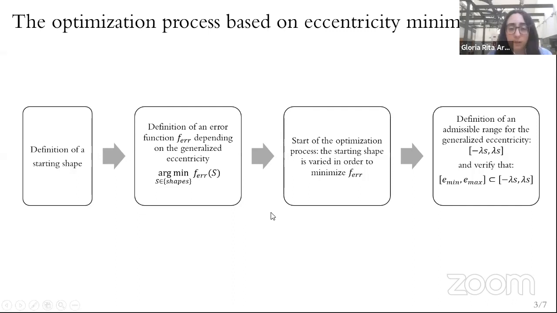So these are the main steps of the optimization process. First of all, it is necessary to define a starting shape. Then an objective function is defined depending on the generalized eccentricity. So the optimization process can start, and the shape is varied in order to minimize the objective function. And then it is possible to define an admissible range for the generalized eccentricity and to check if the minimum and the maximum values of the eccentricity belong to the defined range.